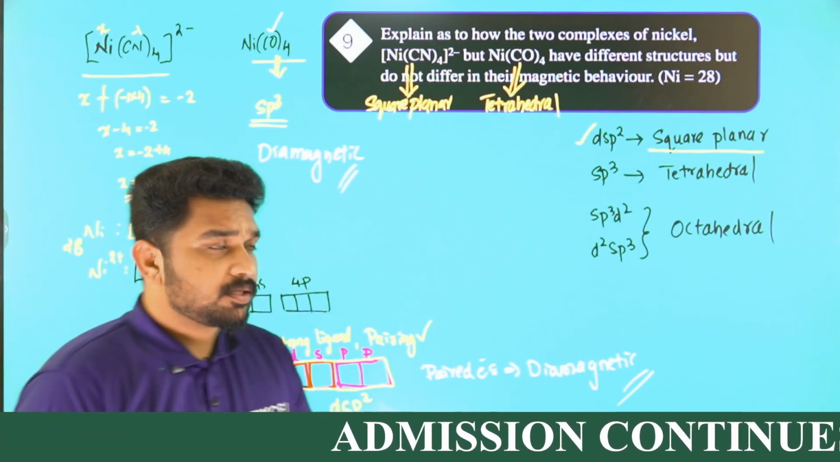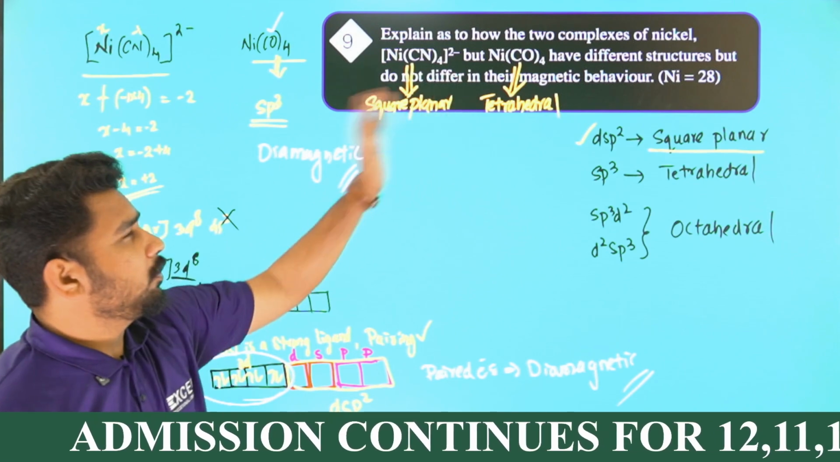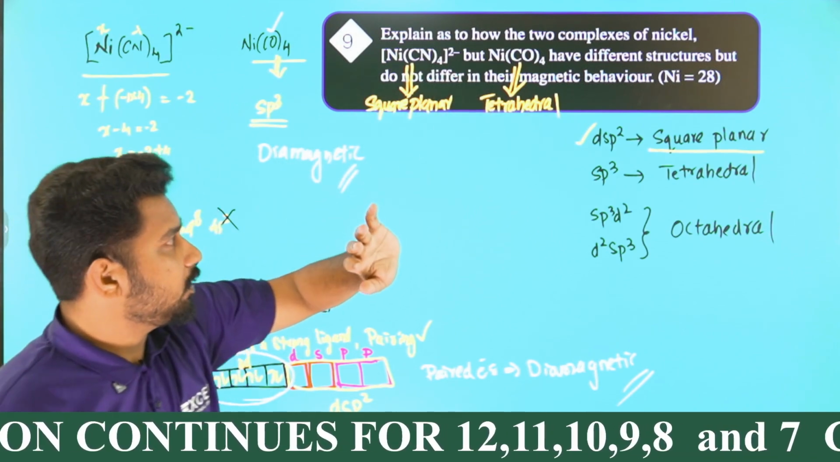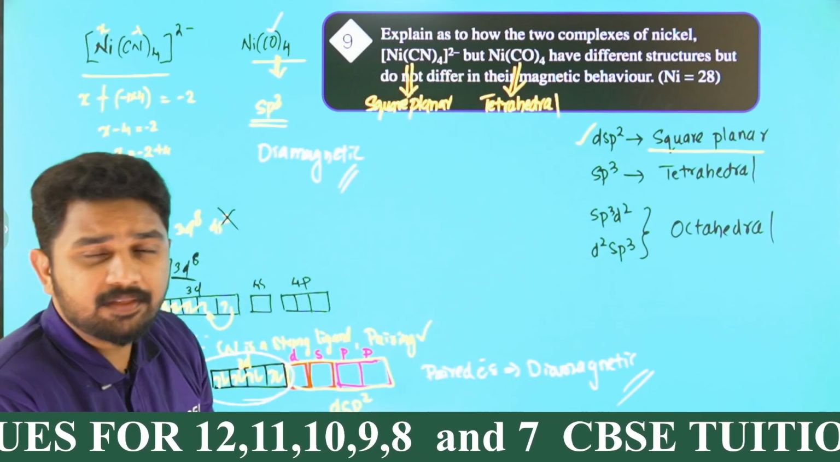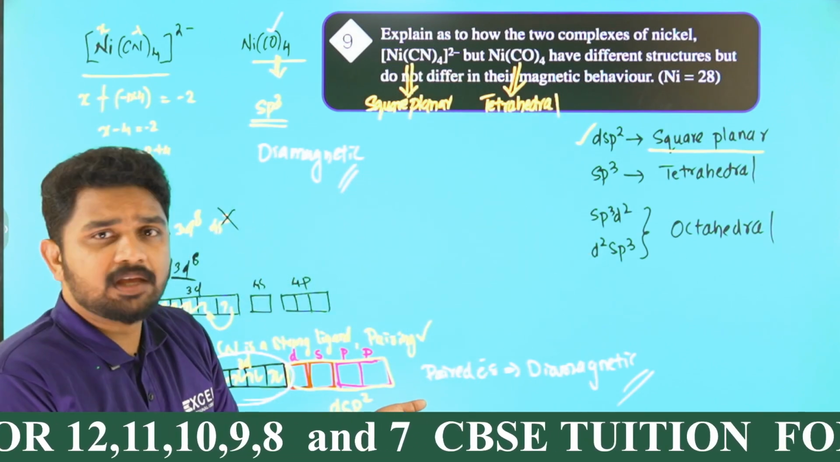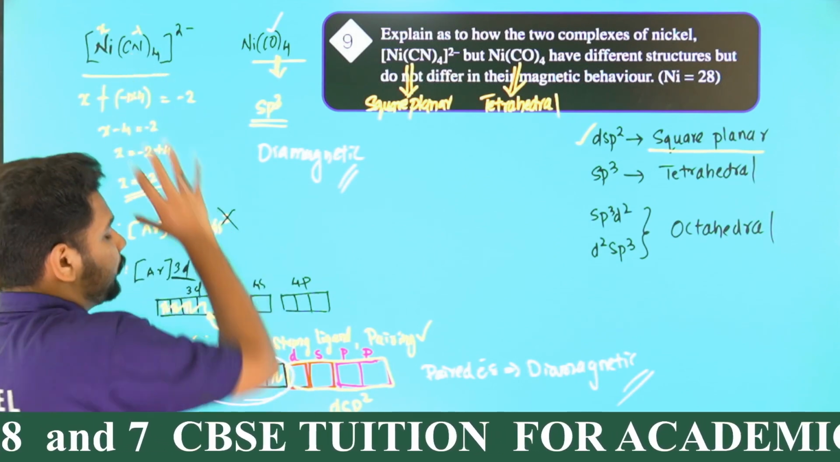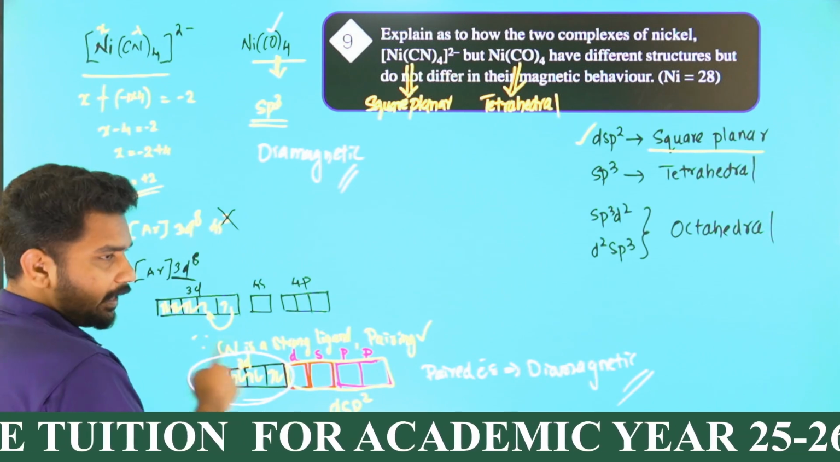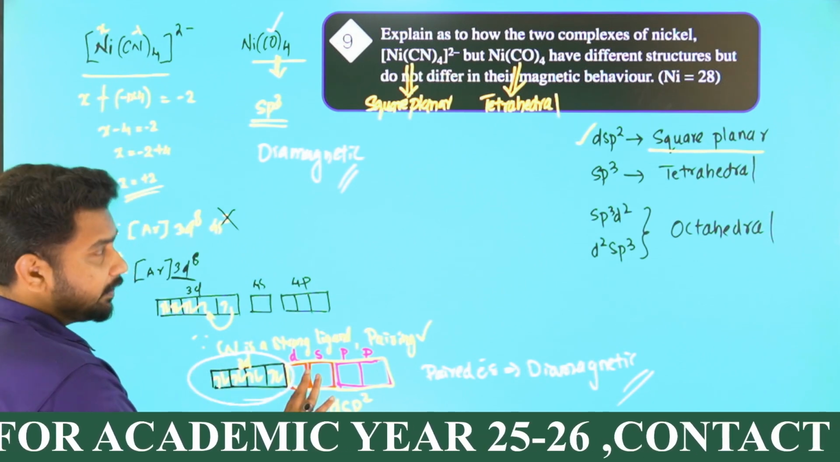Okay, so that's the point. They are different in structure. One is square planar, another is tetrahedral, but they do not differ in their magnetic behavior. Why do they not differ in magnetic behavior? It's simply because the first compound has a strong field ligand, so it undergoes pairing, and since there is pairing, there is no unpaired electron.